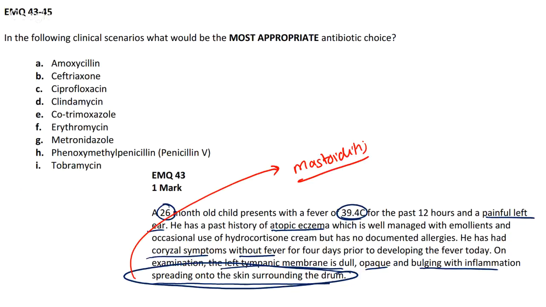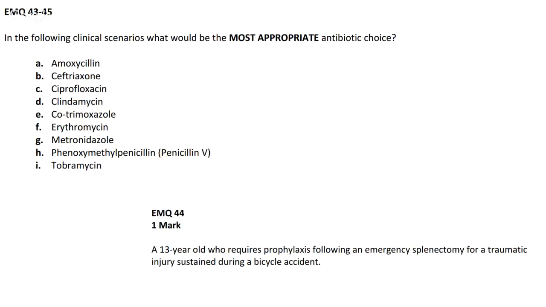And what antibiotic do you give them? Now I'm relying on you guys here because I actually don't know the answer. Is that amoxicillin? You sure? Unsure. So all right, look on ETG because I didn't. Okay, amoxicillin. All right. 13 years old, requires prophylaxis following emergency splenectomy. What do they need? Again, look on ETG because I didn't.